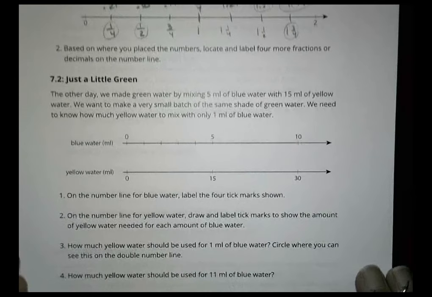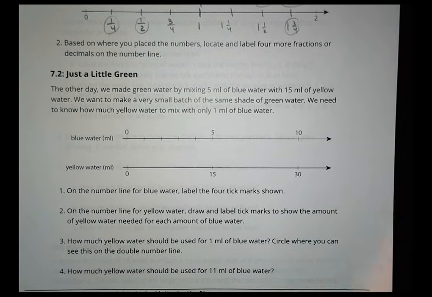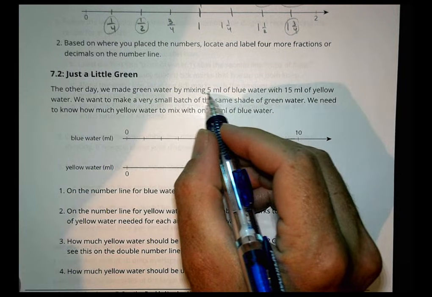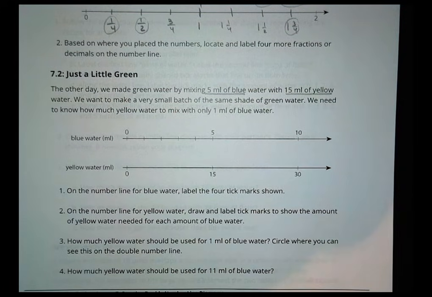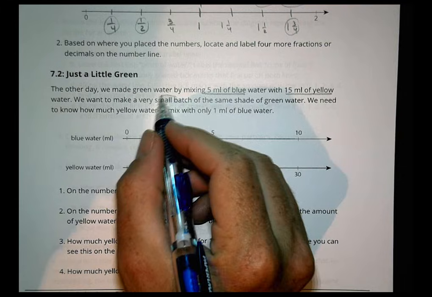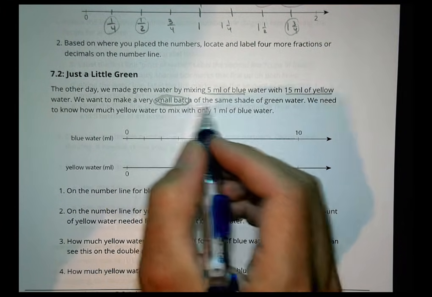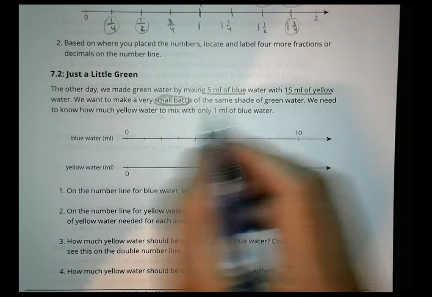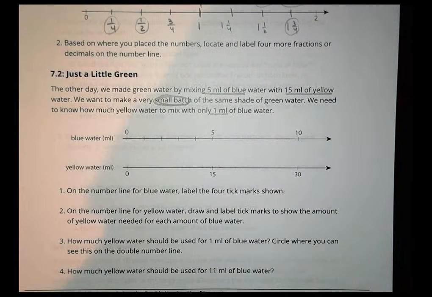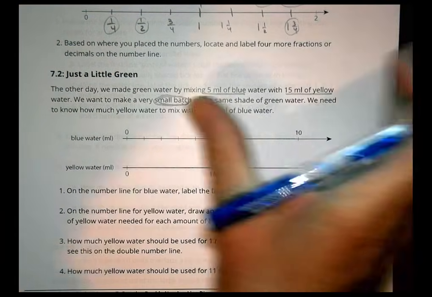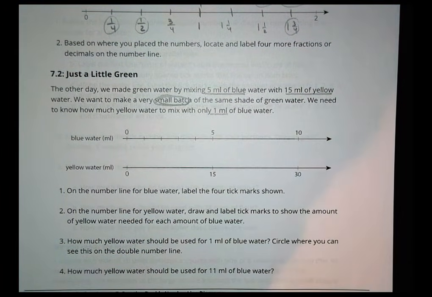Let's take a look at activity number 2. The other day, we made green water by mixing 5 milliliters of blue with 15 milliliters of yellow water. We want to make a very small batch of the same shade of green water. So we want to make a small batch this time, right? We need to know how much yellow water to mix with only 1 milliliter of blue water. So instead of doubling or tripling our batch this time, now we're going to be shrinking it down and cutting it into smaller equivalent ratios. We want less this time.